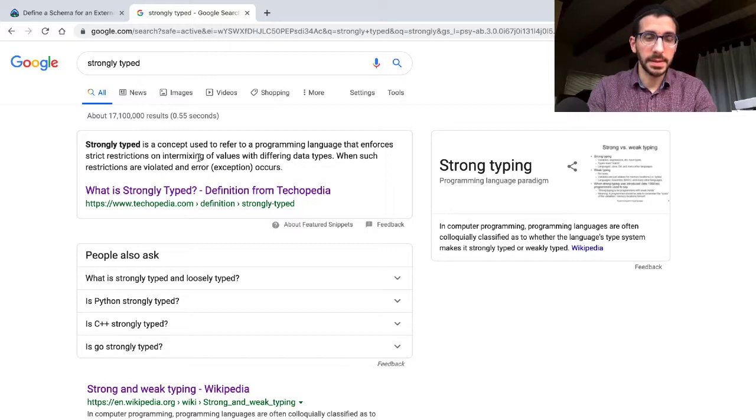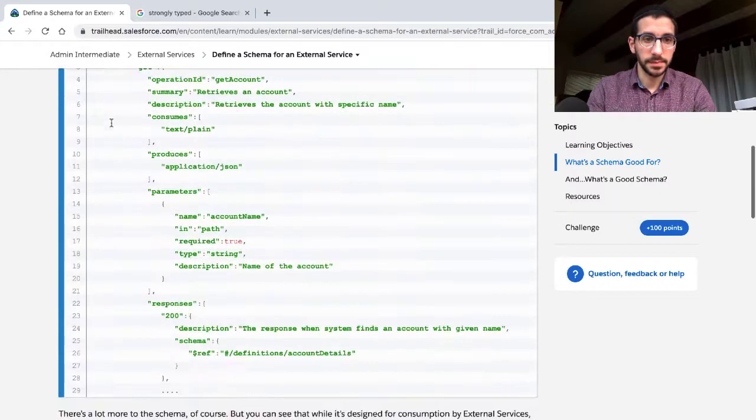Strongly typed is a concept used to refer to a programming language that enforces strict restrictions on intermixing values with different data types. Okay.